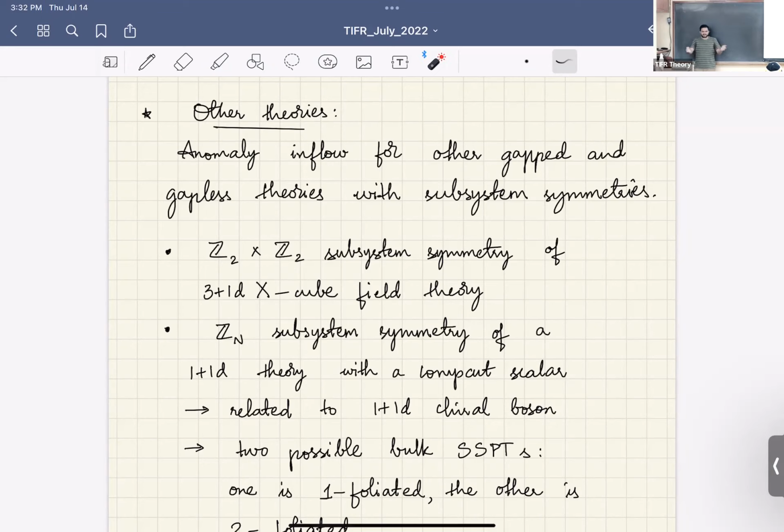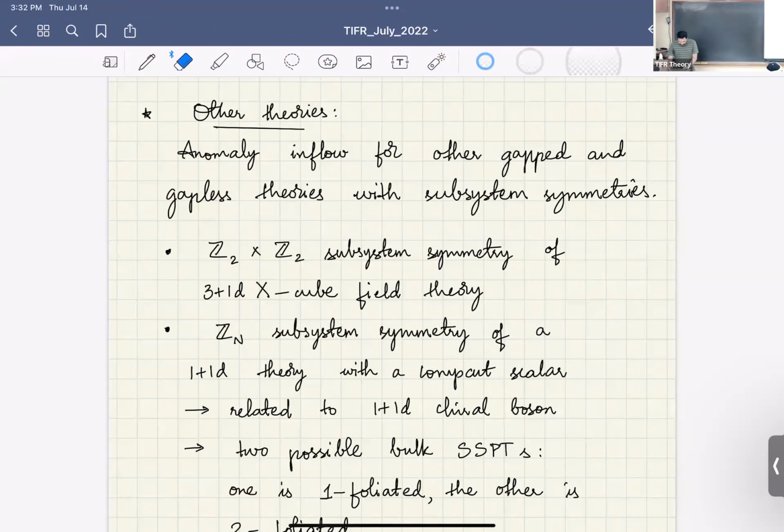The low energy ZN gauge theory has a ZN times ZN one form symmetry, and these one form symmetry generators don't commute with each other. You can interpret that as an anomaly, and you can ask for a bulk SPT that cancels it. You can do the same analysis for the XQ theory, and we have done that.